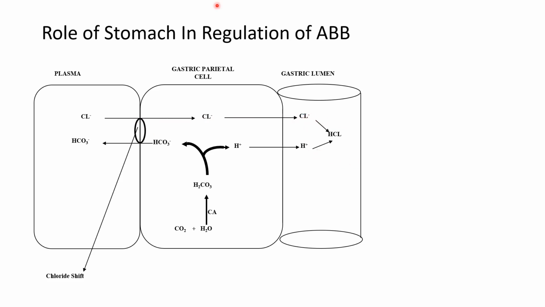While the gastric parietal cell is performing its physiological function of secreting hydrochloric acid into the gastric lumen for the purpose of digestion, it is also at the same time contributing to the bicarbonate pool in the blood. So it is logical to accept that the higher the amount of hydrochloric acid produced in the gastric lumen, the higher the amount of bicarbonate that will be supplied into the plasma.